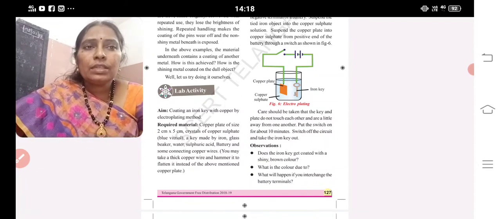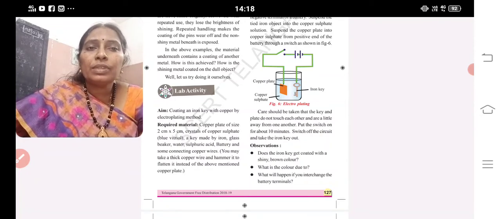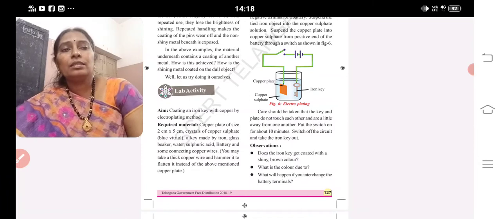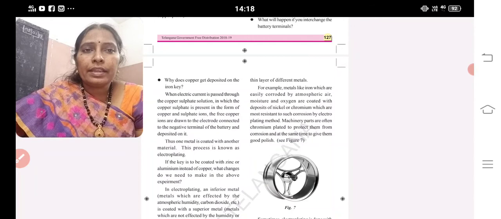And when the key is dipped and connected to the battery, what happens? Slowly copper sulfate dissolves and forms Cu plus and SO4 minus. The Cu plus goes and settles on the key as a coating. So your iron key becomes coated with copper. This method is known as electroplating. Does the iron key get coated with a shiny brown color? What is the color due to? What will happen if you interchange the battery terminals? Why does copper get deposited on the iron key?